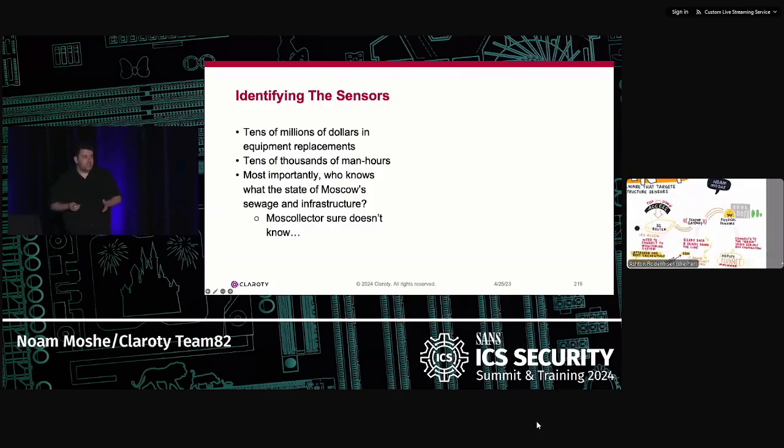And all of the devices were physically destroyed, meaning in order to control and fix them, MosCollector had to send people physically to each device, connecting to it, replacing it, costing thousands of man-hours and millions of dollars, and of course, putting at risk all of Moscow's citizens.